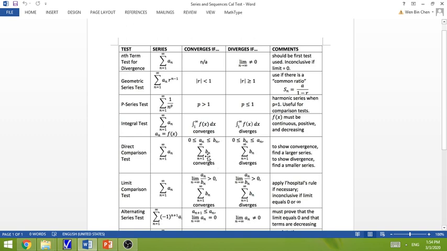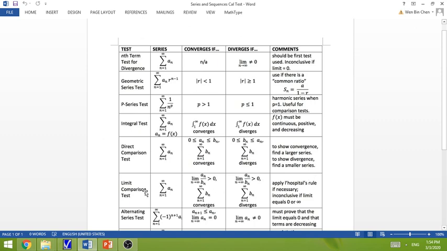Well, if b sub n converges, then a sub n also converges. But if instead a sub n is between 0 and b sub n, and a sub n diverges, then b sub n also diverges. So to show convergence, find a larger series. And to show divergence, find a smaller series.